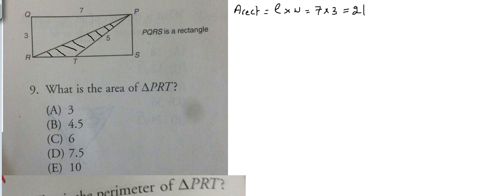And we can also find the area of triangle PQR. Since triangle PQR is a right triangle because this angle is 90, an angle of the rectangle, we can use half base times height. If we consider the base as 7, the height will be 3, and the answer will be 21 divided by 2, which is 10.5.